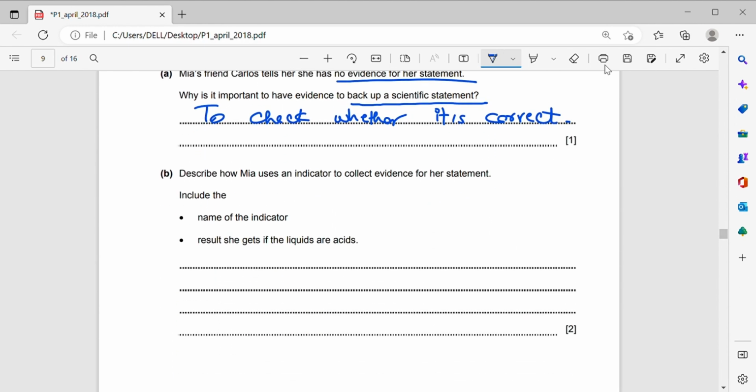Question number B. Describe how Mia uses an indicator to collect evidence for her statement. Include the name of the indicator, and the results she gets if the liquids are acids. So she needs to know if these substances are acids or not. What indicator could be used? We can use pH indicator or litmus paper. So how can she use the indicator? First, she can add litmus or pH indicator.